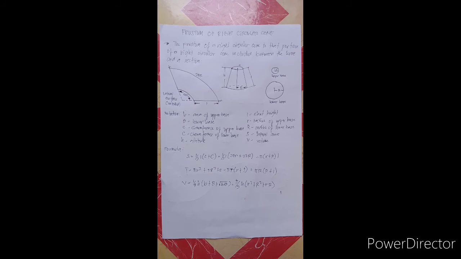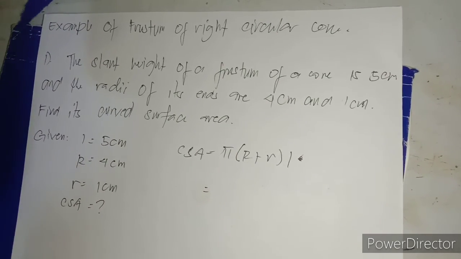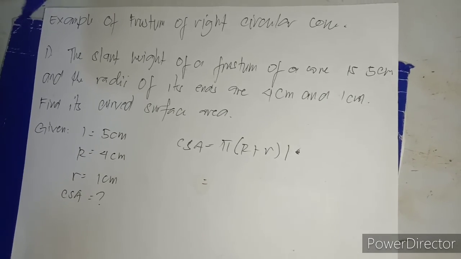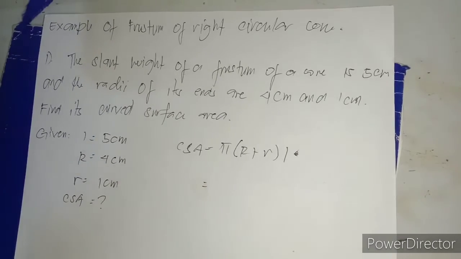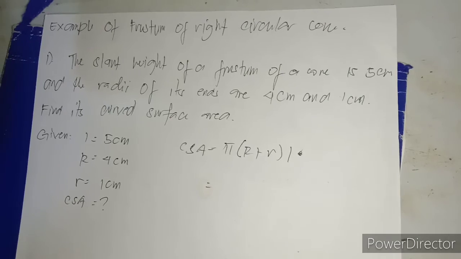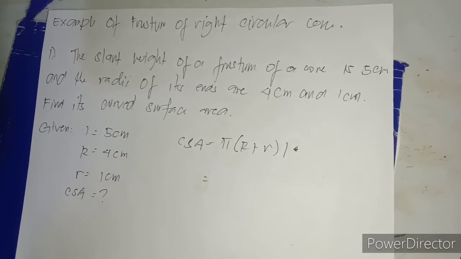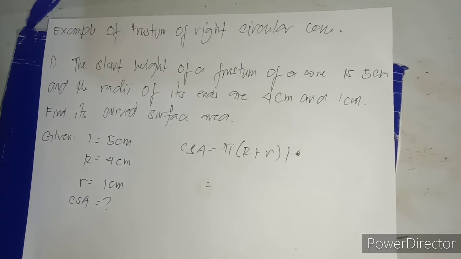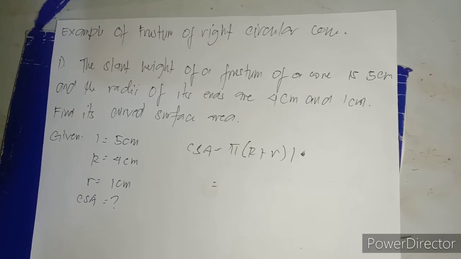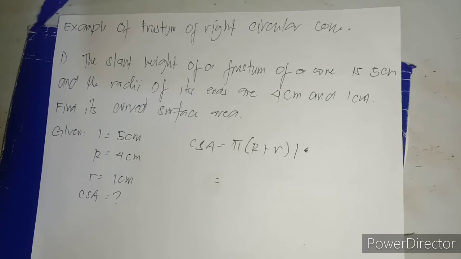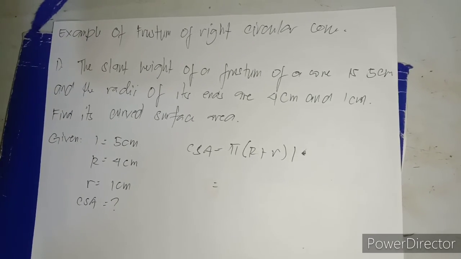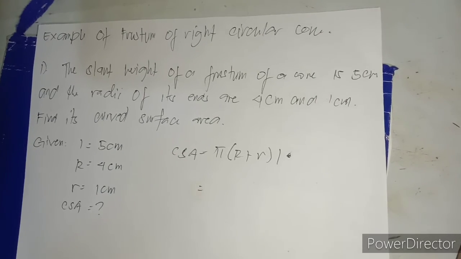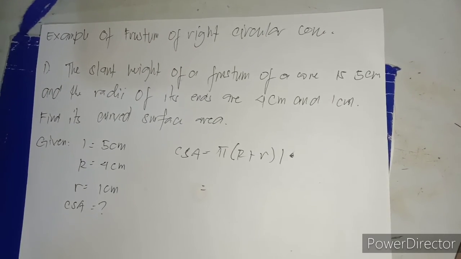So, example of a frustum of a right circular cone. Problem 1. The slant height of a frustum of a cone is 5 cm and the radii of each end are 4 cm and 1 cm. So find the curved surface area. So we have the given values. The slant height is 5 cm, the R is 4 cm, the radius is 1 cm. So the unknown is the curved surface area.